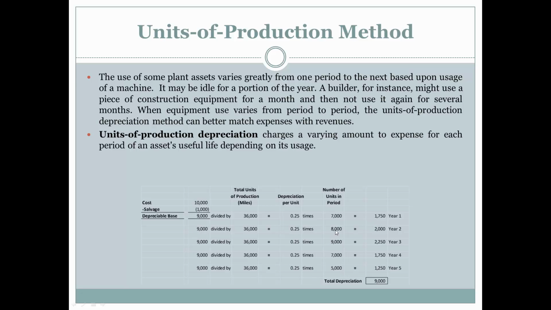In year two, we're going to drive it 8,000 miles, so the depreciation would be 25 cents times 8,000 miles, or $2,000. Then in the next year, it's 9,000 miles we drive, 25 cents times 9,000, 2,250. Same thing for the fourth year, same thing for the fifth year, till we come up to our total depreciation of 9,000. Again, our cost was 10,000. If we totally depreciate it down by 9,000, then 10,000 minus 9,000 would give us a net book value at the end of 5 years of $1,000, which should always equal salvage value.